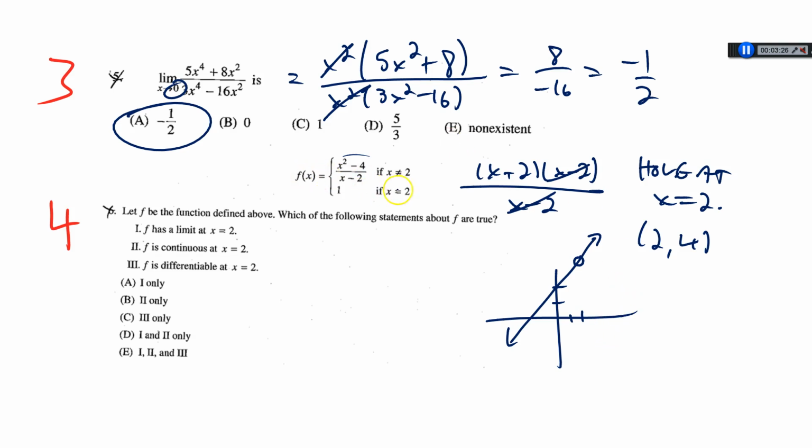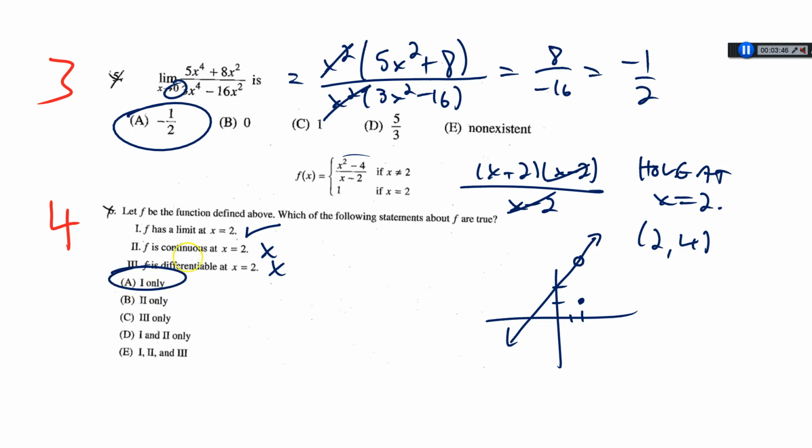And then it looks like our value at 2 is 1. Okay, I see what's going on now. It definitely has a limit because we're approaching the same thing from both sides. That's true. It's not continuous because we're not plugging in the hole. The value is not 4. If it was 4, it would plug in the hole, you'd be done. So it's not continuous, which means it's not differentiable.